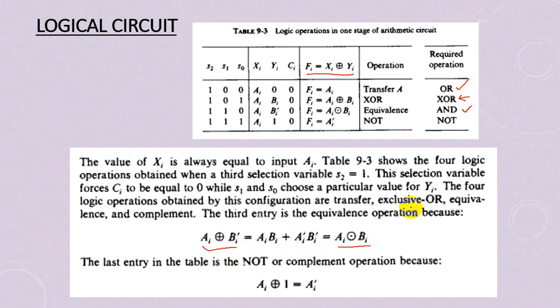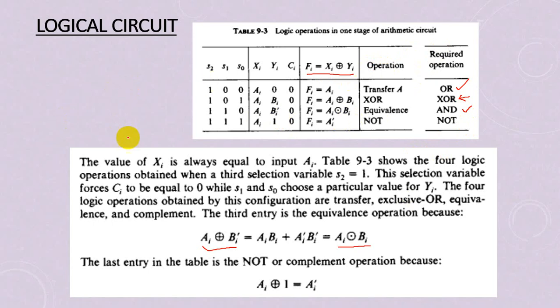On the third case, we want to get the AND operation. So what do we need to do? We need to modify input A to get the AND operation. So on the first case and third case, we need to modify our input A.